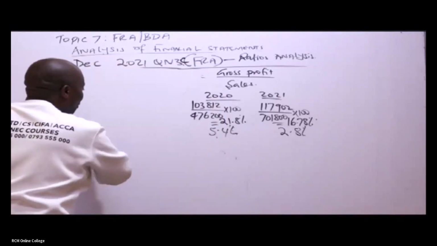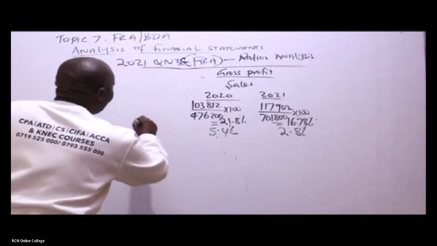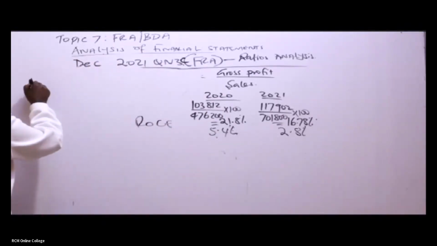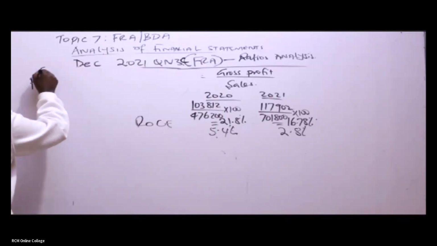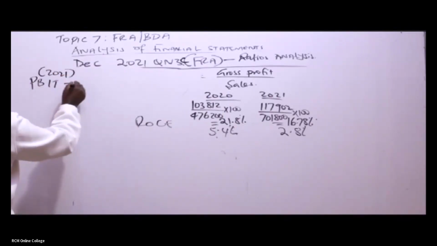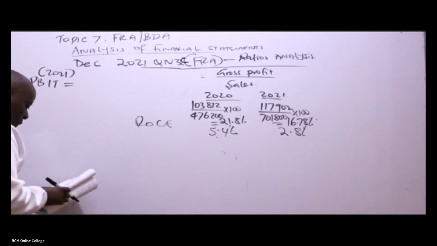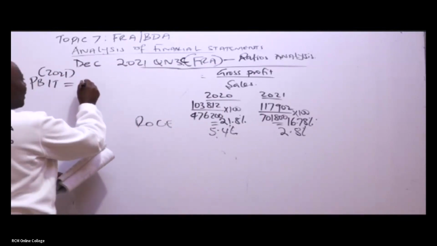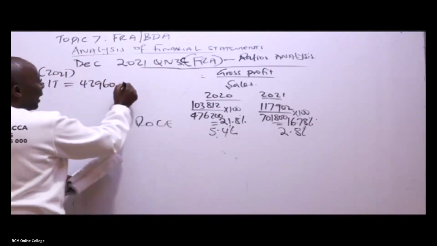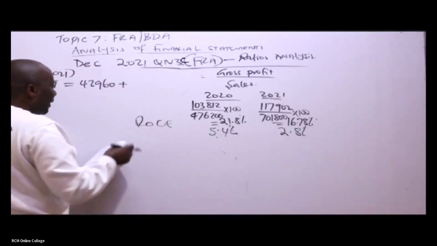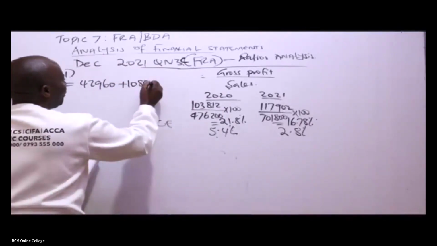So ROCE for 2021. First of all, give me the PBIT for 2021. They have given me profit before tax for 2021, 42,960. But now we add back interest, which is 10,800. So are you able to give me this answer?